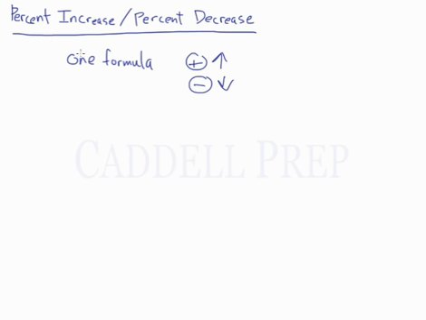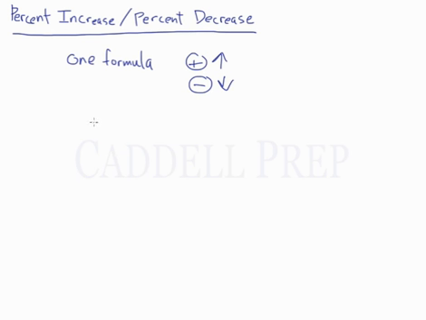Okay, so you can have a percent increase or decrease for a number of things. Maybe a percent increase in your pay. Maybe there was a percent decrease or increase in the price of something, or a percent increase or decrease in attendance at a game. A number of different things.